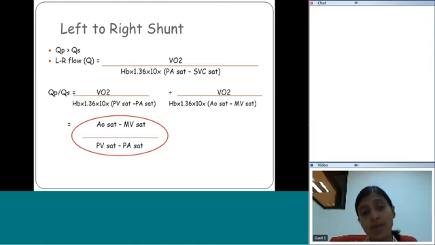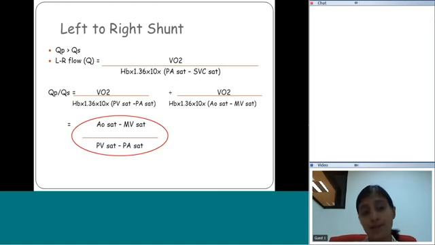Now we know how to calculate QP. We've gone through that previously. We know how to calculate QS, and if you just divide QP by QS, you get your QP by QS ratio. If you notice, a lot of these factors are common, so they can be cancelled out mathematically. So you can simplify this QP by QS equation very easily into aortic sat minus mixed venous sat, divided by pulmonary venous sat minus PA sat. This is something that you can do mentally, at the time when you are cathing the patient and you have the saturation values at hand. You can very quickly calculate this QP by QS ratio without any problems.